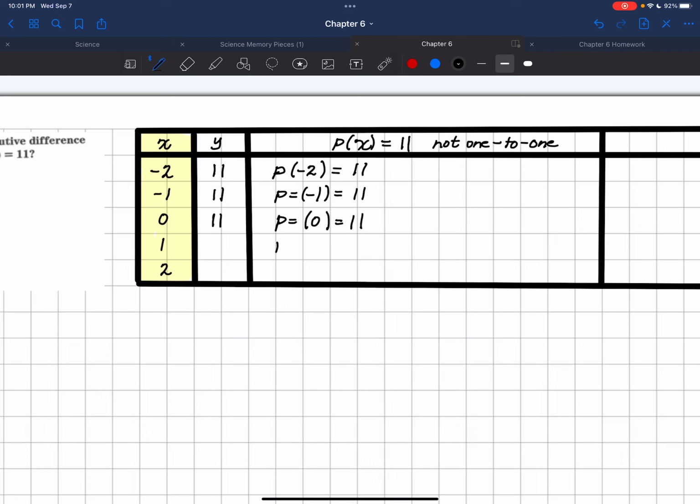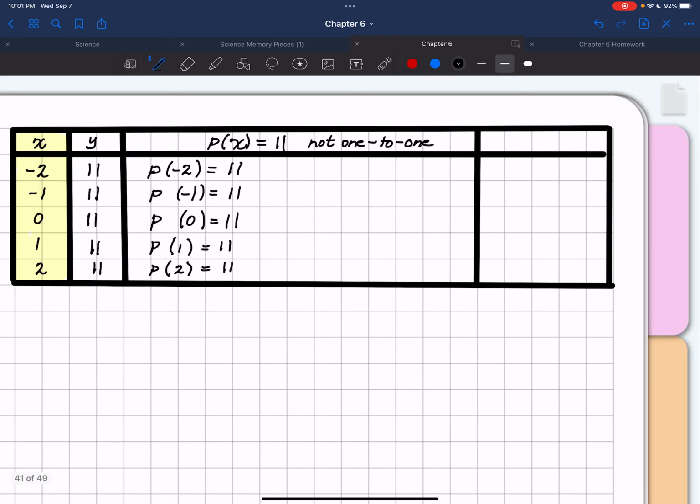So what in the world is going on here? Other than I can't write functions. P of 1 is 11. P of 2 is 11. So what in the world is happening here? When we go to calculate our consecutive differences, we get 0 all the way down. So it is common at the first level.